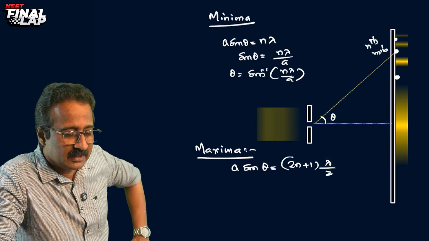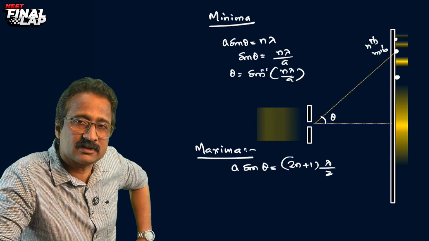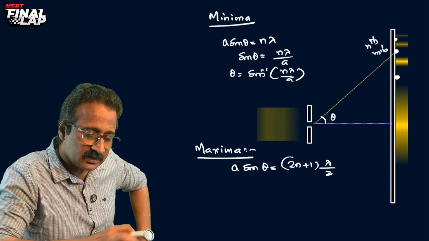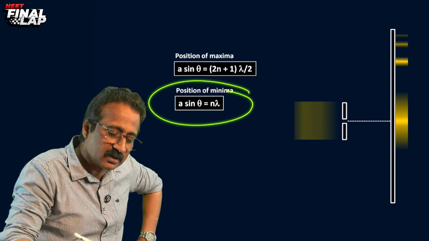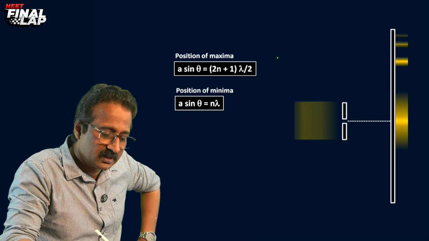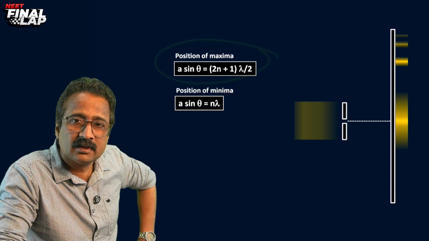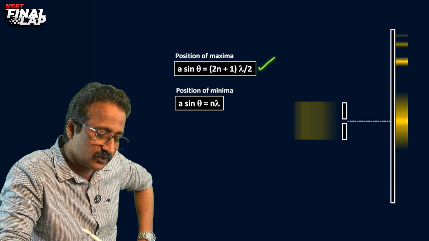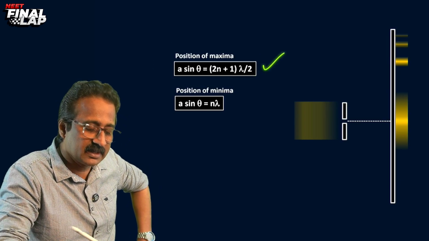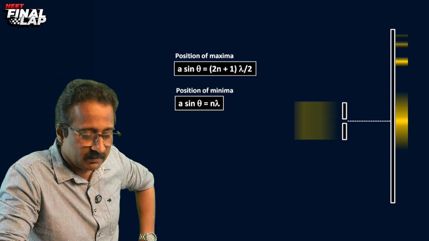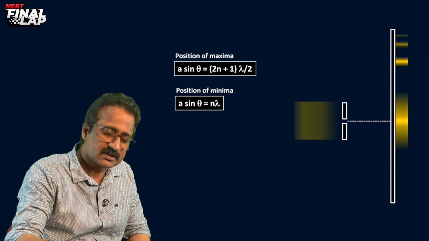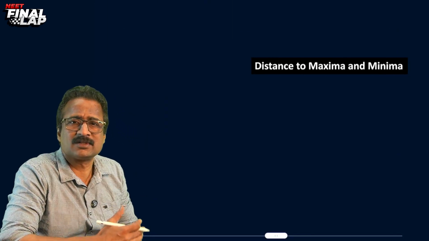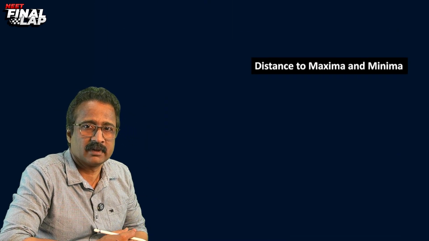So these are the angular positions of maxima and minima. Here is the list of equations you must have. To find the position of minima, it is a sin theta equals n lambda. If you want to find where exactly the maxima are, then a sin theta is (2n plus 1) lambda by 2. So these are angular positions. Okay, let's see how to find the distances to the corresponding maxima and minima using this.